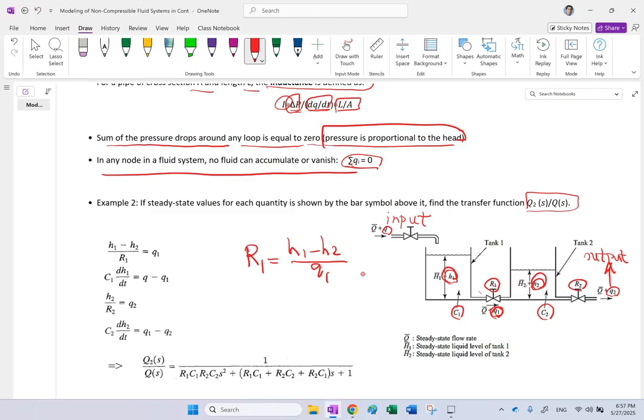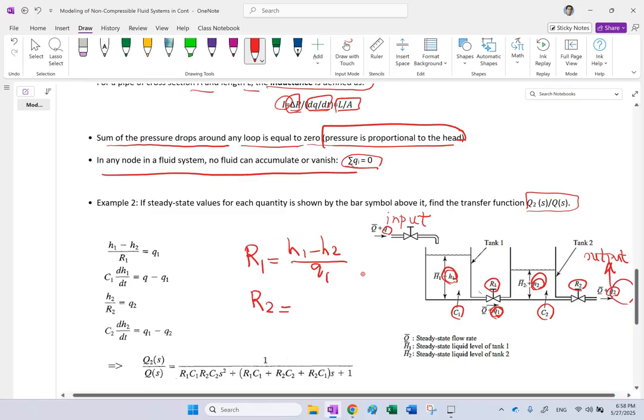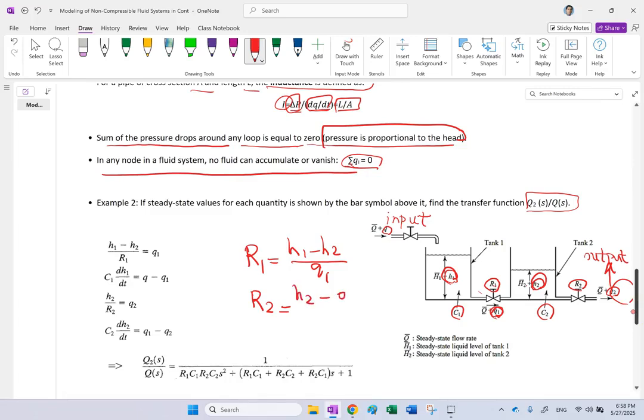Now for R2, that's not the case. Here on one side of it, the height is H2. On this side, there is no tank. So it's simply H2 minus 0. And then the change in the flow rate of it is Q2. So you can write it divided by Q2.